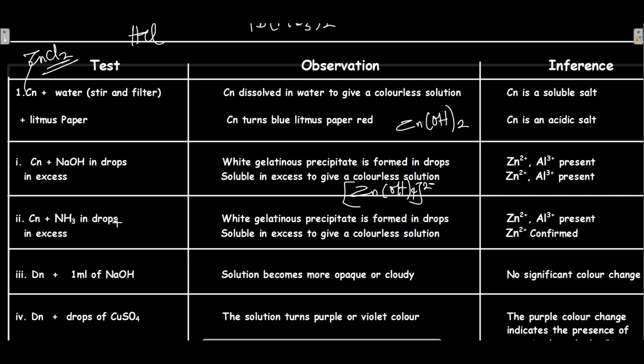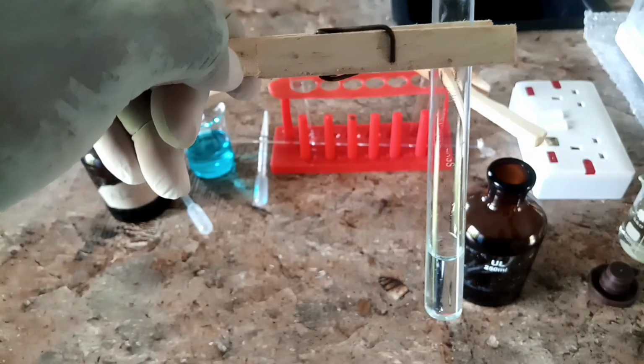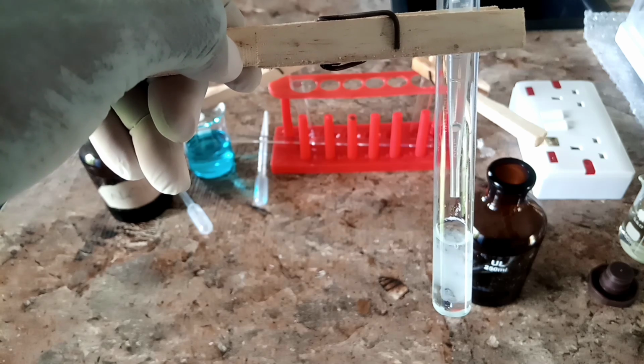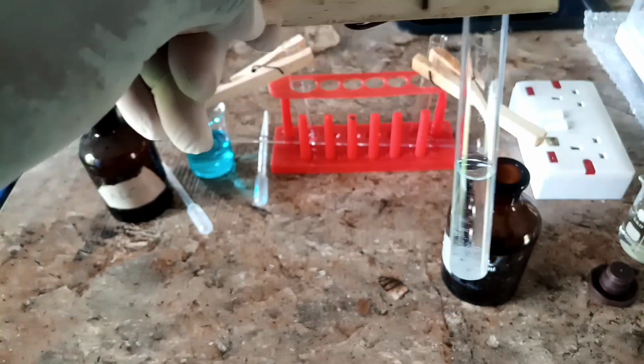Then CN plus ammonia in drops also gives you the white precipitate of zinc hydroxide, which also tells you the presence of zinc ion or aluminum ion. Then in excess, this is where you differentiate between zinc and aluminum. Aluminum does not dissolve in excess ammonia. It's only zinc that dissolves in excess ammonia. So this confirms the presence of zinc ion. Here we go. When you add ammonia in drops, it gives you a white gelatinous precipitate, and in excess, the precipitate dissolves to give a clear and colorless solution.